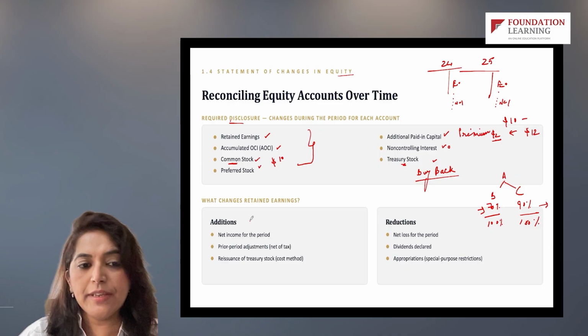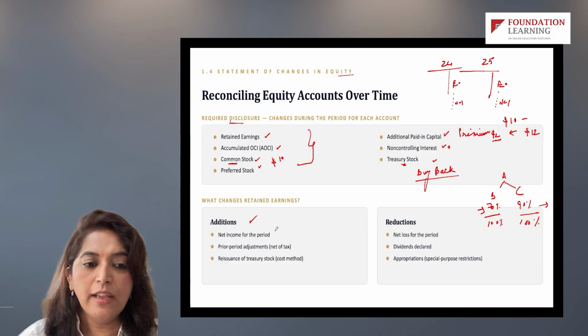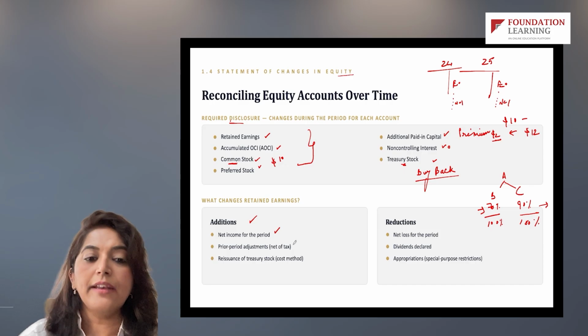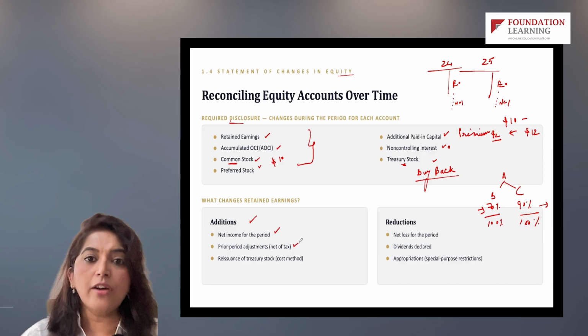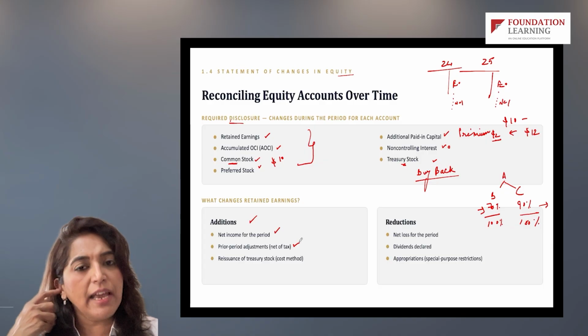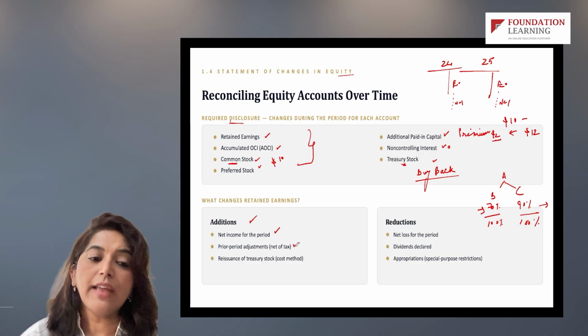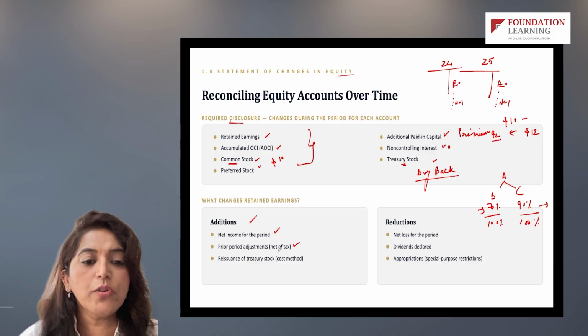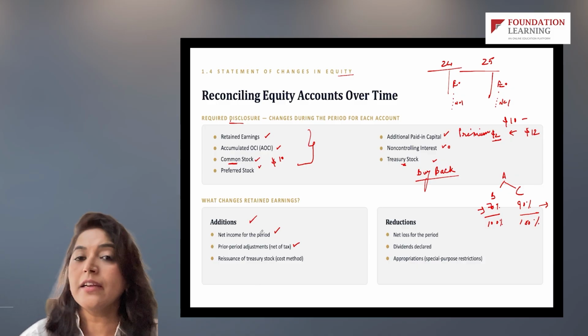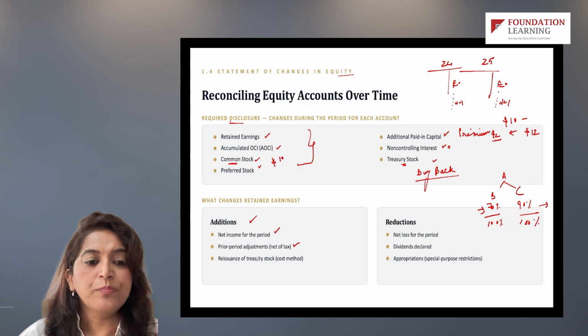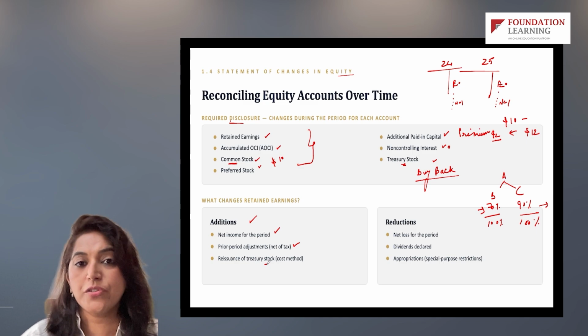And what we are doing is checking for all the additions. What can be the additions during the year? Obviously net income. There can be prior period adjustments. Let's say there was some error or some change in accounting policy, anything could be the case. Because of that, some adjustments are there. Those adjustments will impact your retained earnings. Again, net income will also impact retained earnings. Then there is reissuance of treasury stock.